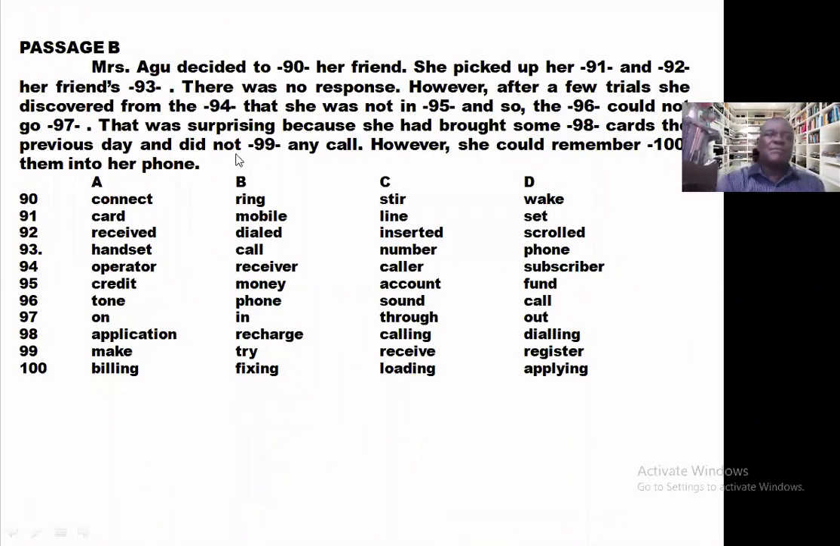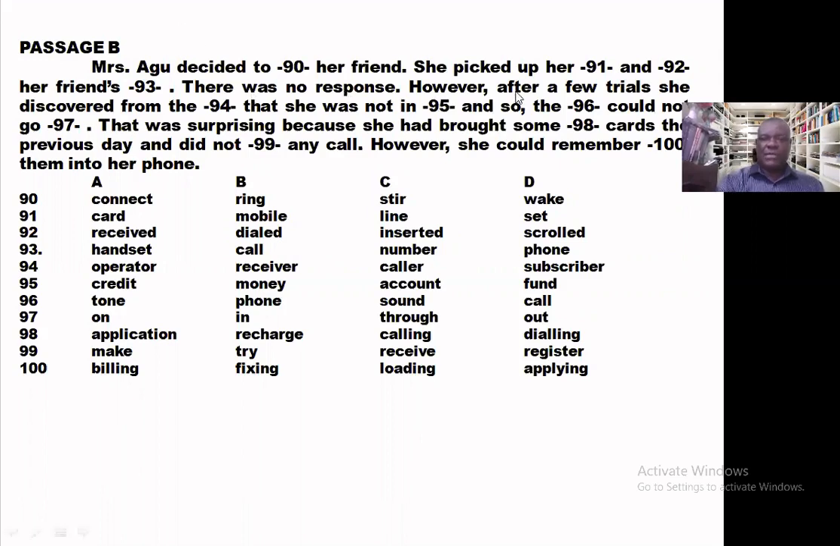Now, the last page, which is passage B. Mrs. Agu decided to dash her friend. You know, connect, ring, stay, wake. You ring someone when you call them on phone. You ring. She picked up her dash and dashed her friend's dash. Picked up her card, no, her mobile, because mobile. That's another name for phone or mobile phone, mobile. Okay? And dial, you dial someone's number. So, and dial her number. So C is 93, dial her number.